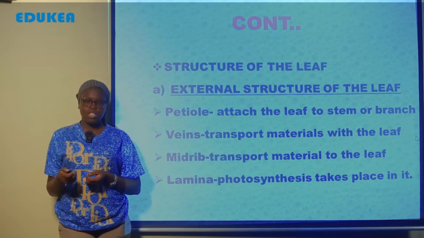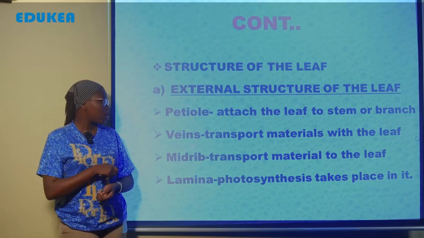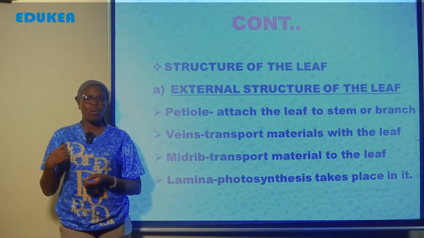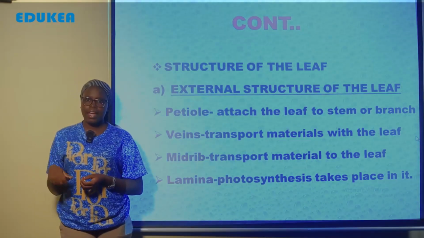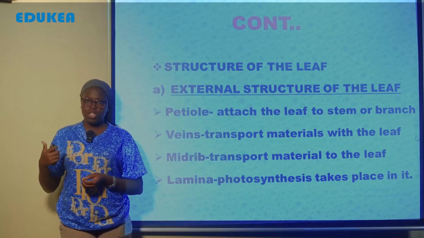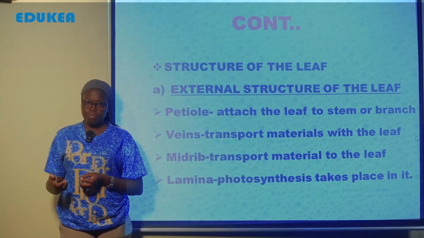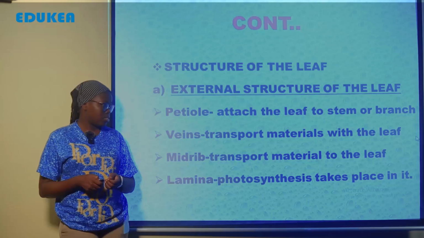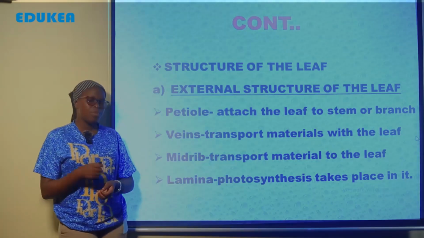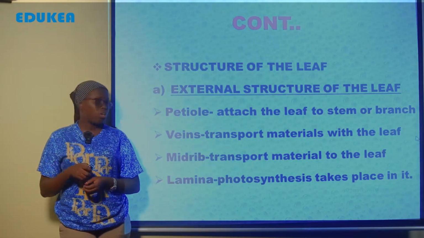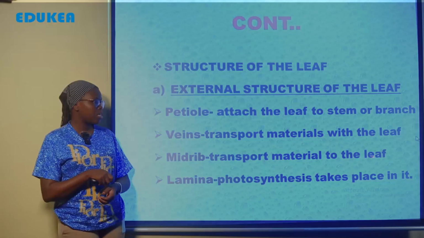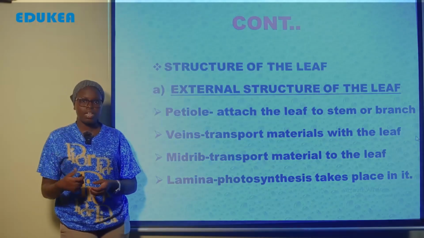Kwenye jani lako kuna veins. Veins ni ile mistari midogo midogo iliyoko katika jani. Kazi yake ni katika transportation of the food in the plant. Also, midrib ni ule mstari wa katikati wa kwenye jani lako. Yenyewe ina transport material to the leaf, vile vile ina function katika formation of the veins, ile mistari midogo midogo.